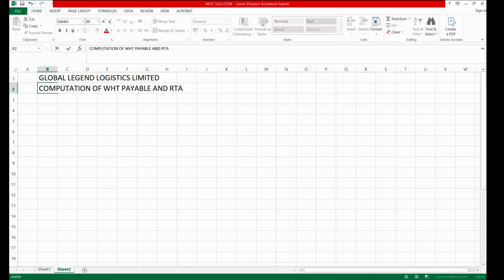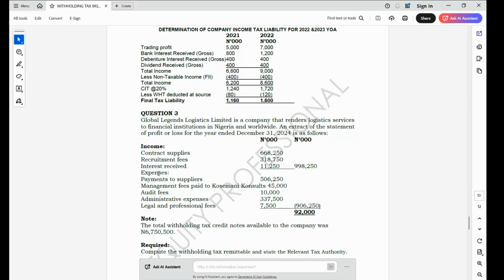So the amount will be gotten from where? From their expenses. The withholding tax payable has already been determined by the examiner, so we already have the amount. In the question, the examiner has told us the total withholding tax credit note available to the company. So they already have the claimable. What we are left with is the payable, which we are going to get from these expenses.